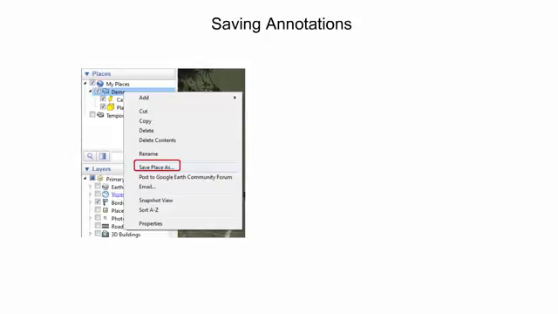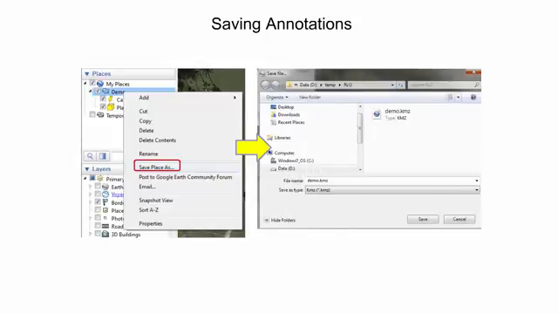Annotation folders, as well as individual annotations, can be saved on a local computer in the KMZ file format. This example shows how an annotation folder is exported. A KMZ file can be loaded into any Google Earth project or be handled by other GIS software, such as ArcGIS.